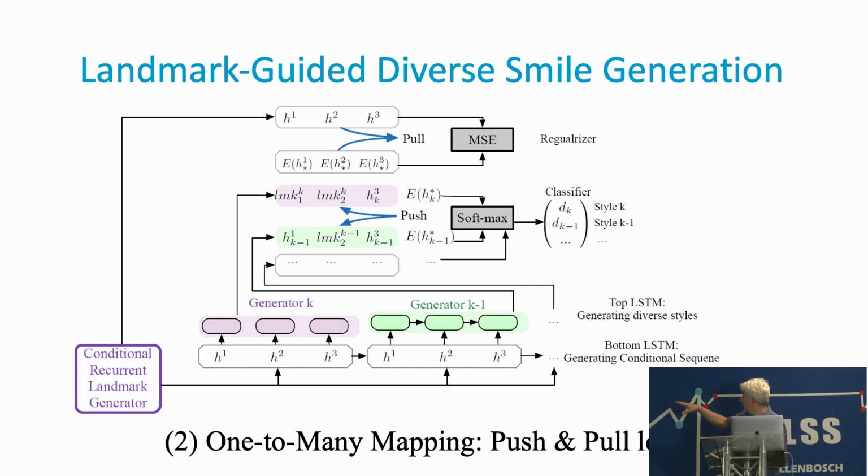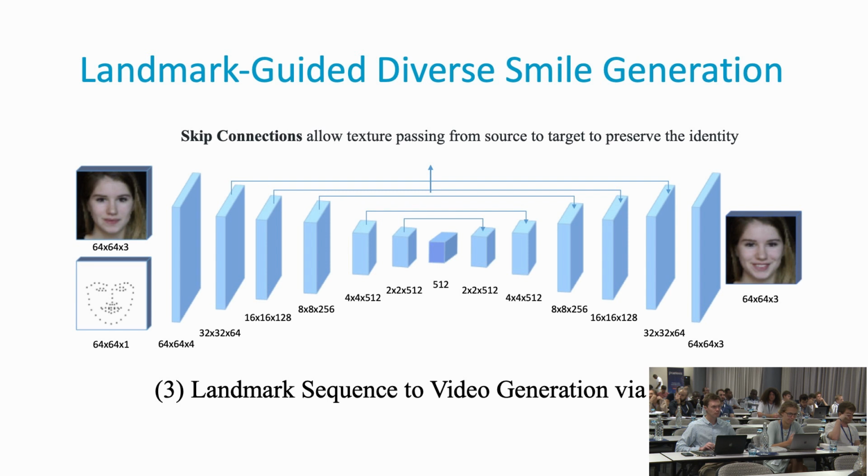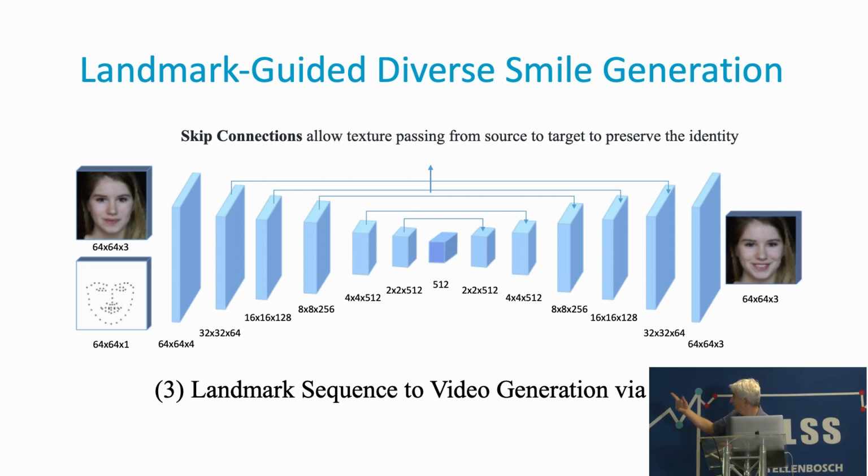And we use then two levels of LSTM, generating different styles and generating the conditional sequence. And finally, we are using this landmark-guided diverse smile generation, in which we use the skip connection to preserve the identity. So here, it's an image-to-image translation. We have the input image and the generated sequences of landmarks. And then we generate the image according to the deformation of the landmarks.